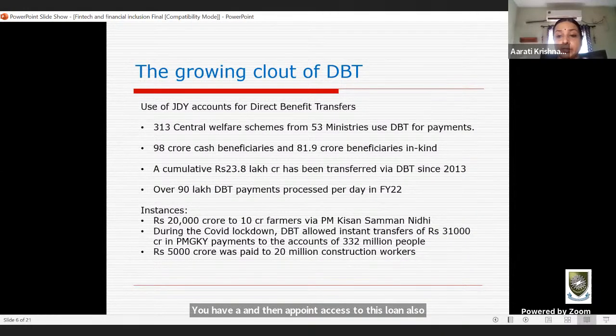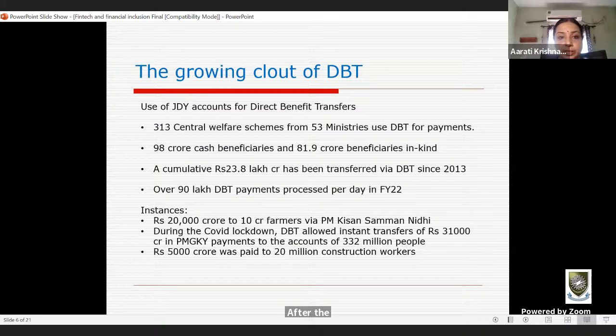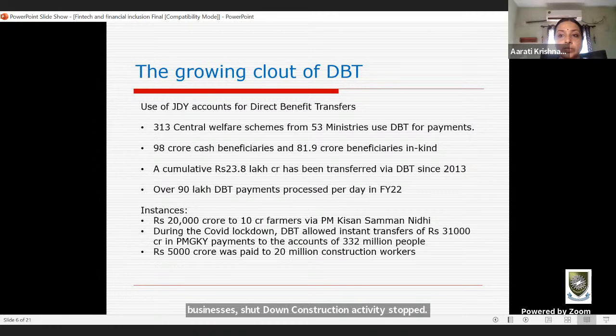There's another big benefit that the Jan Dhan Yojana has brought about, and that is helping the government and the FIs make their welfare payments more efficiently. Now, during COVID, you may all remember initially in March 2020, suddenly a lockdown was declared to curb the spread of the virus. After the lockdown was declared, all the small businesses shut down, construction activity stopped. So there were thousands and thousands of these migrant laborers stuck in the various cities.